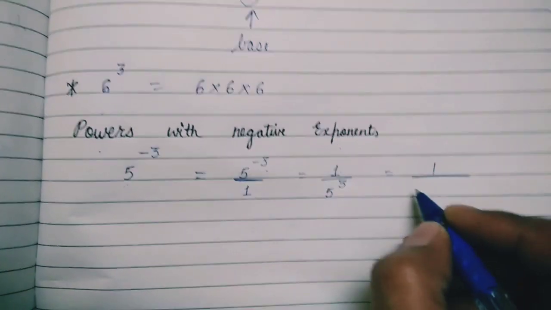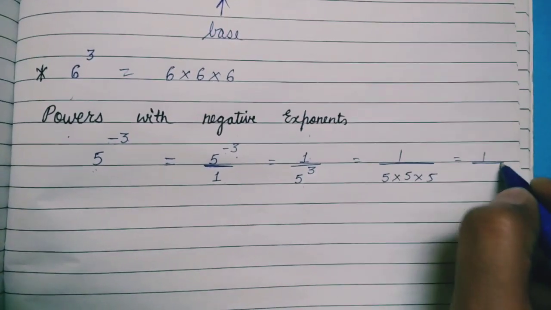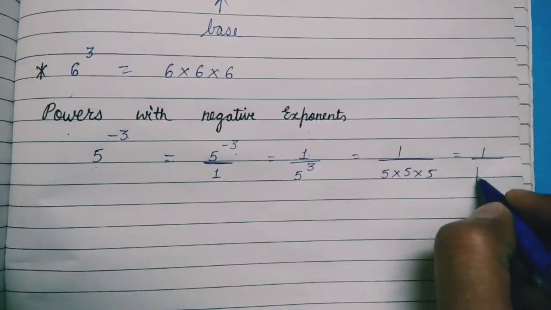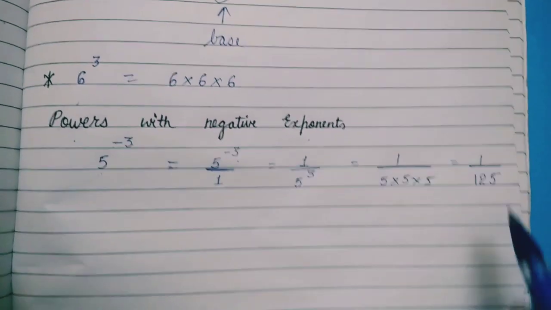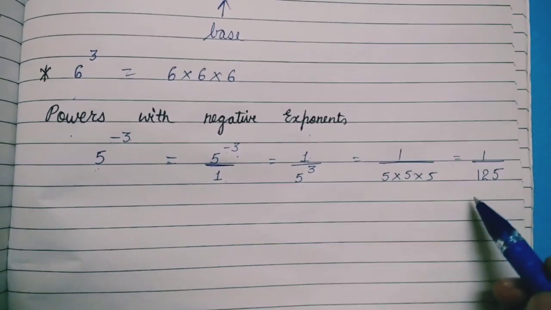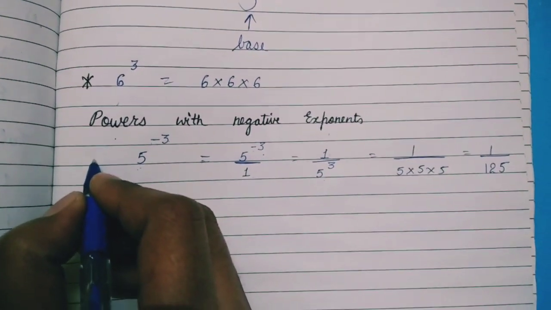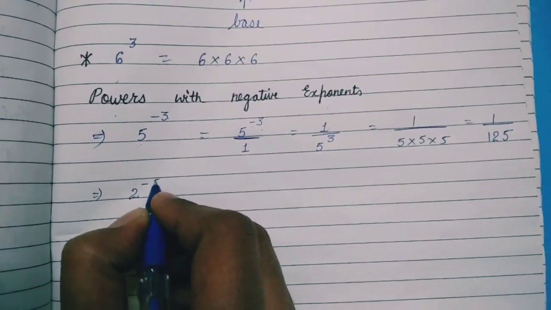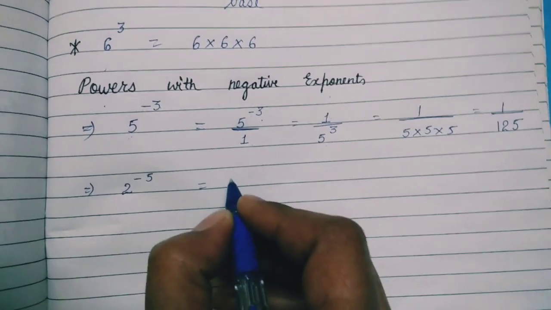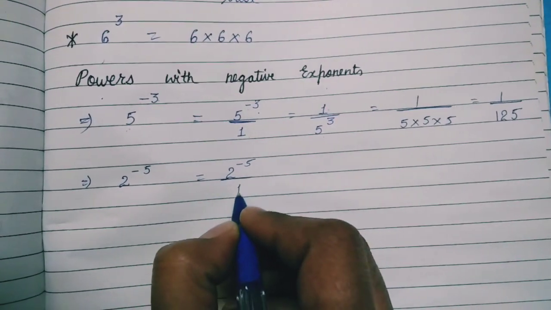Here we have 5 to the power 3, it means 5 will multiply by itself 3 times, and when we multiply 5 three times, we will get 125. So the answer is 1 by 125. Okay, one more example we can see. If we have 2 raised to the power minus 5, same here. In the denominator, what do we have? In each number we have 1.